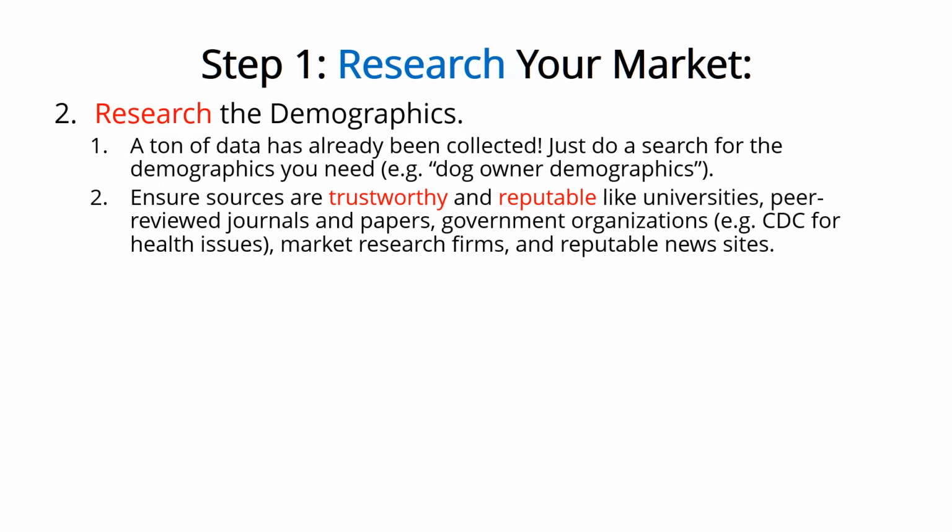Peer-reviewed papers and journals. You can find many of these journals by searching Google Scholar at scholar.google.com. Government organizations. For example, if your target market has some sort of health issue, then the CDC, or Center for Disease Control, may be able to provide you with demographics data on your audience. Market research firms. Some reputable companies are in the business of collecting and providing a large number of data for business owners like you in different niches.